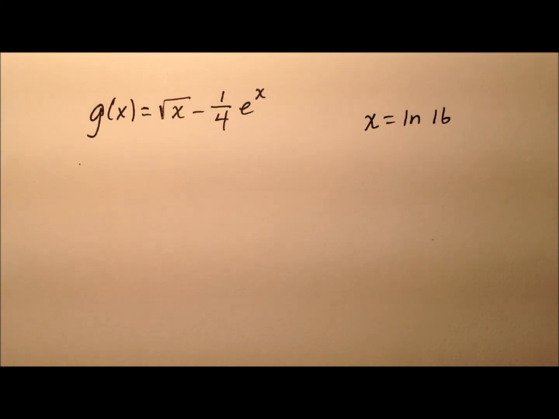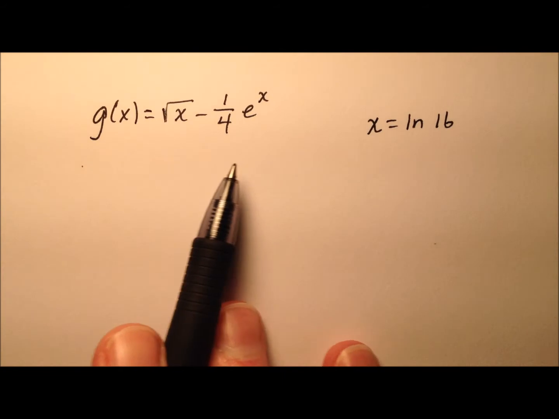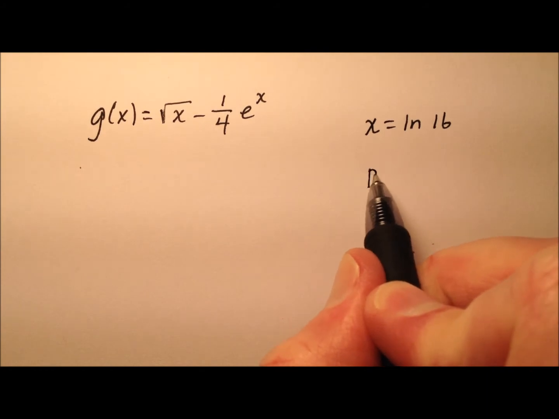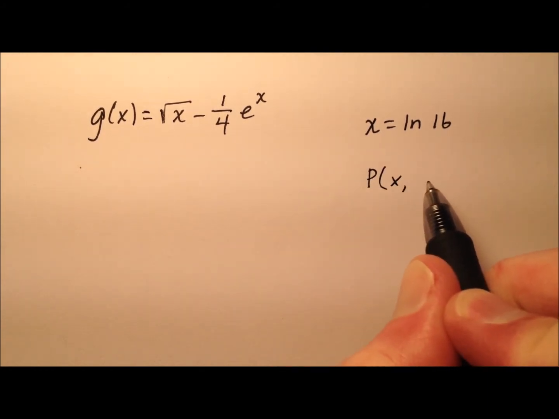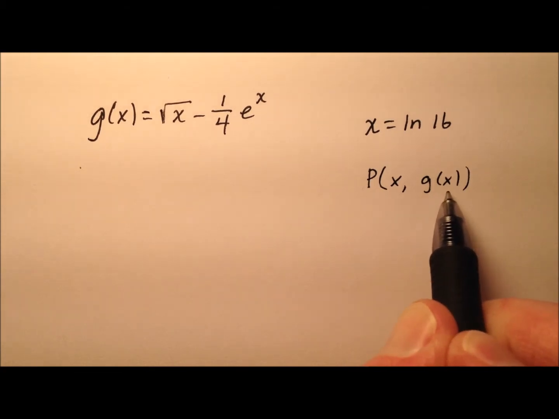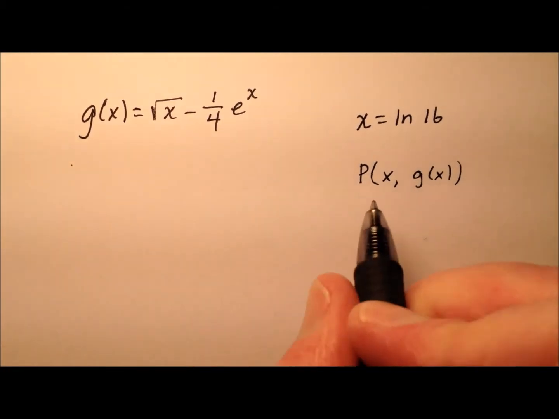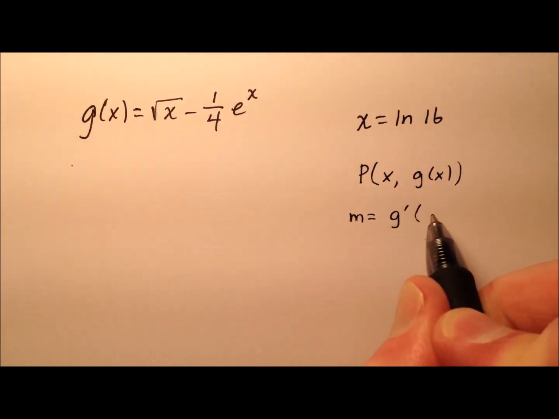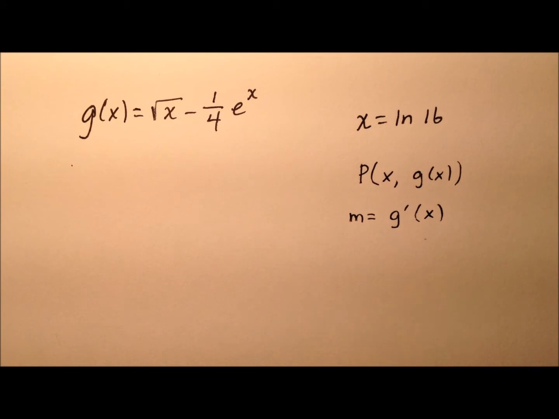In this example, we're going to write an equation of the tangent line to the graph of the function at the given value of x. So to write any tangent line, we need two pieces of information, a point and a slope. Any point that we use will have the x value and then whatever the y value is for that associated value of x. So we'll plug it into the function. Any slope that we use needs to be the derivative value once we plug x in.